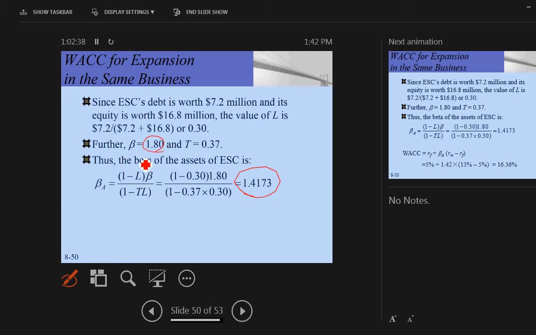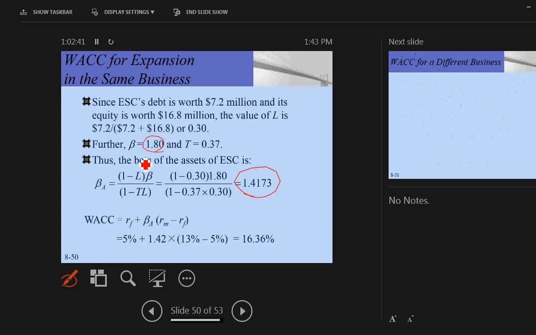All right, now moving on, calculating WACC, you just simply plug numbers in the capital asset pricing model. Be careful, you're using beta A because you're calculating weighted average cost of capital, not cost of equity. All right, 16.36% is the cost of capital.